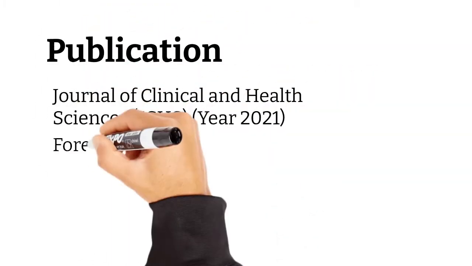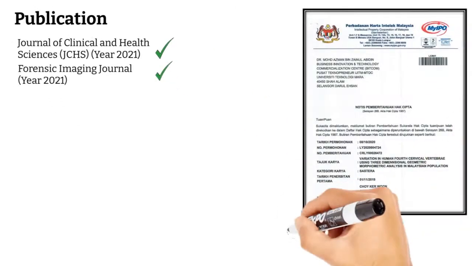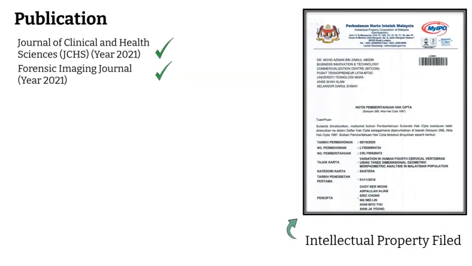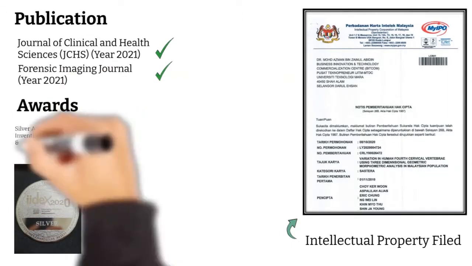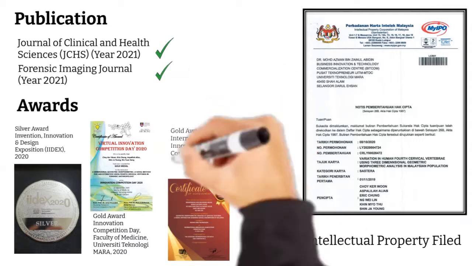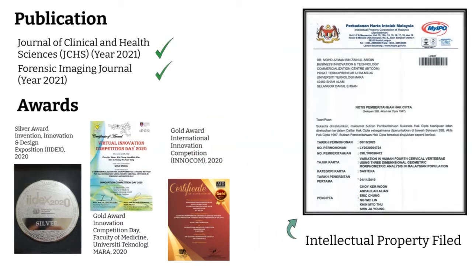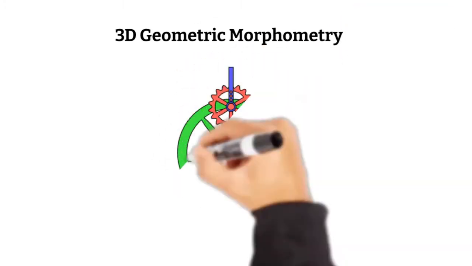To date, our technique has been successfully published in multiple journals. Intellectual property has also been successfully filed in 2020. We have also gone on and won multiple awards in different competitions and conventions. So let's talk about 3D geometric morphometry and how it works.